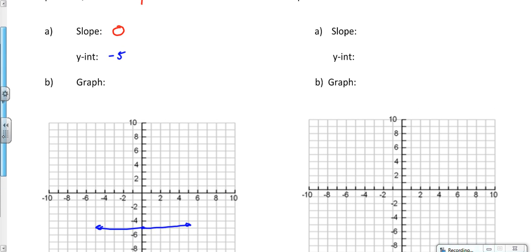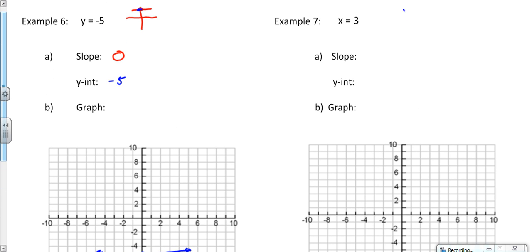Next one, x equals. We talked about that. X equals means it intersects the x-axis only. Alright, so what's the slope? We mentioned this. It is undefined. However you want to write it. Y-intercept, well, the vertical line never crosses the y-axis, so we would say in this case none.